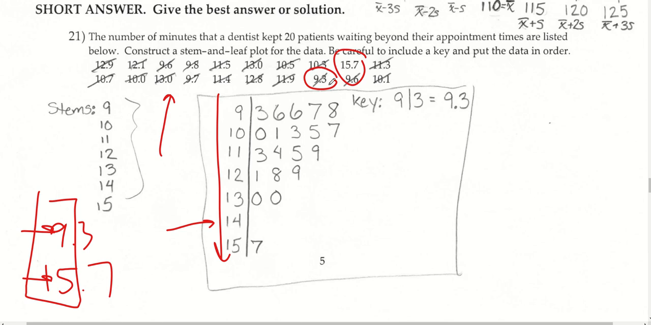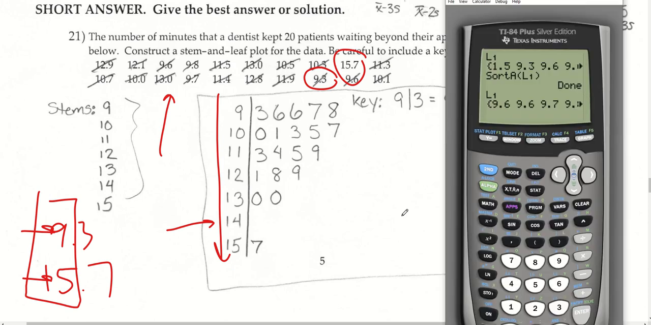This would correspond to the data value 9.3, and we put that in our key so everybody knows how we're writing this out. We want our leaves to be in order, and one of the things that's nice is if you've done a sorted list, you should be able to see this. And again, I made a mistake, but there should be a 9.3. So it goes 3, 6, 6, 7, and then 8 would be the leaves that go behind the stem of 9.